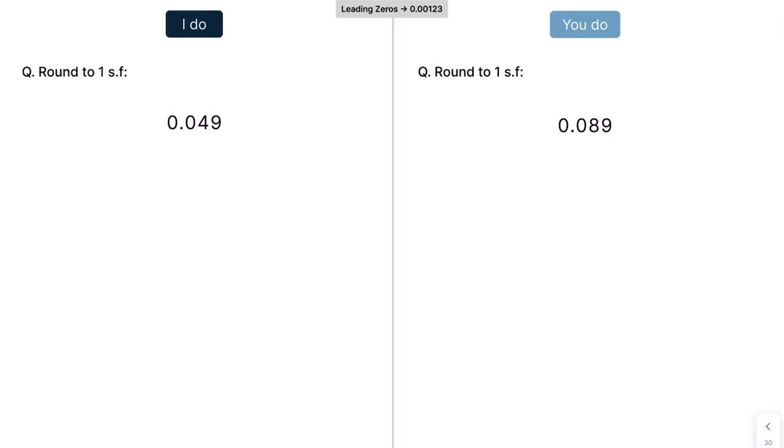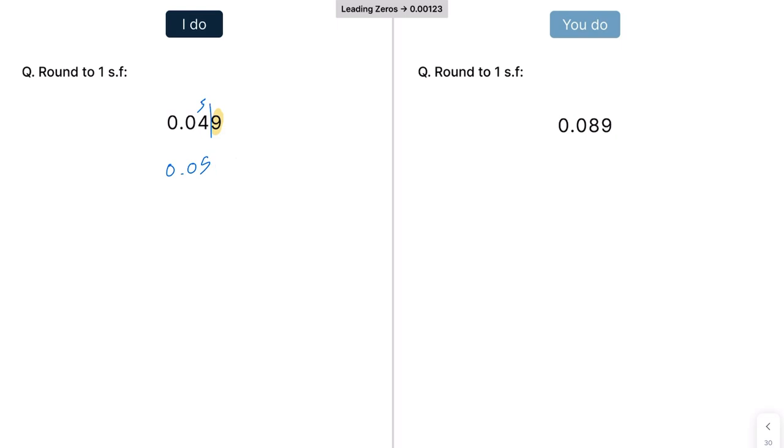Now again, rounding this to one significant figure, we ignore the zeros at the start. So the first non-zero number is that one. So that's the first significant figure. Draw your line after that. Look at the decider. So that means I round the 4 up to a 5. So that's 0.05. Again, you don't need to worry about the zeros afterwards.